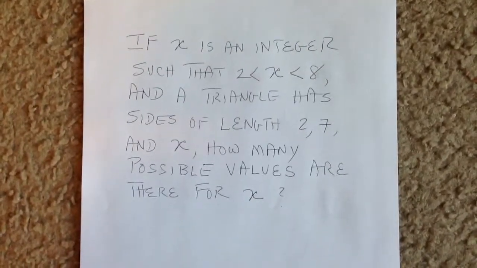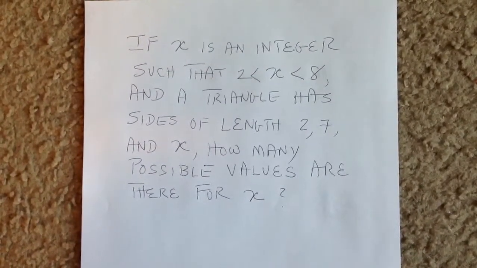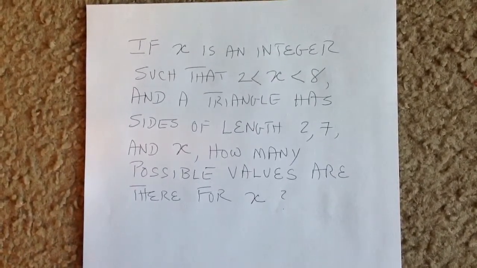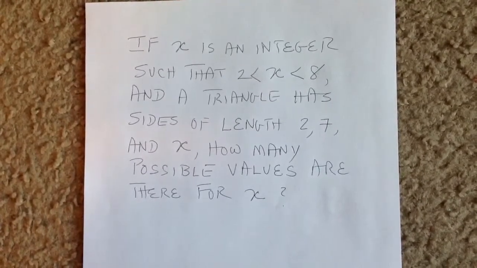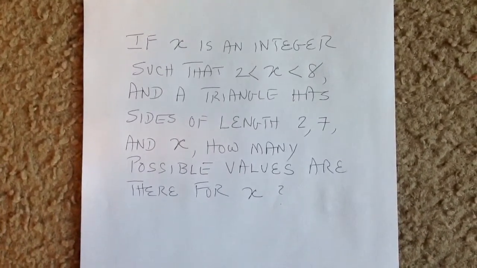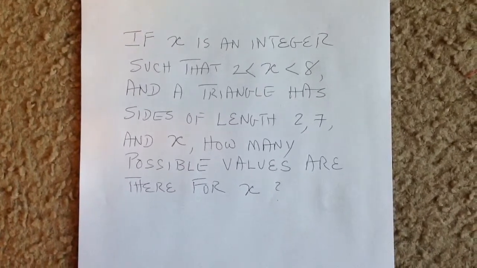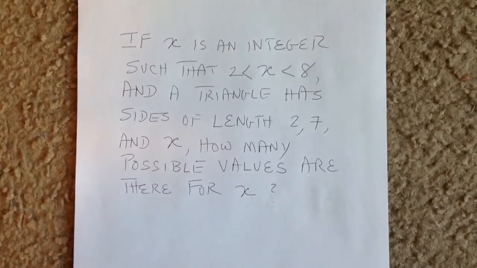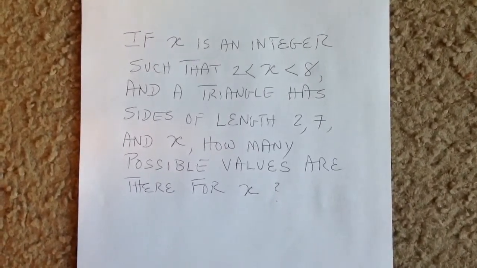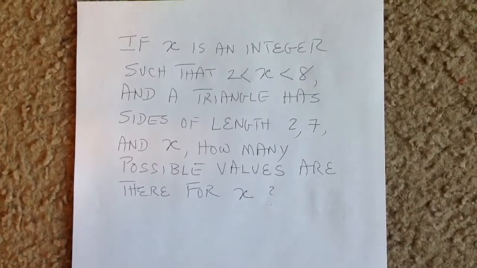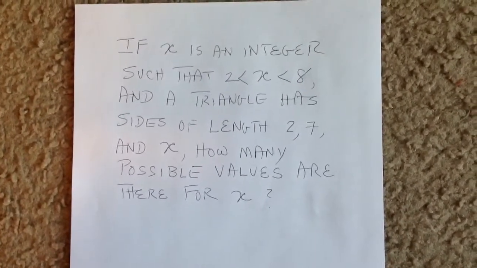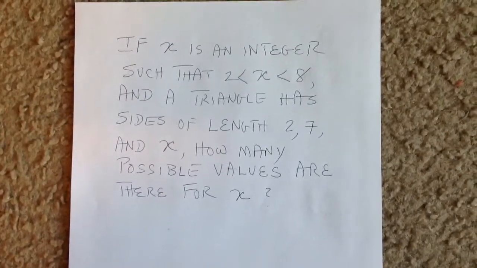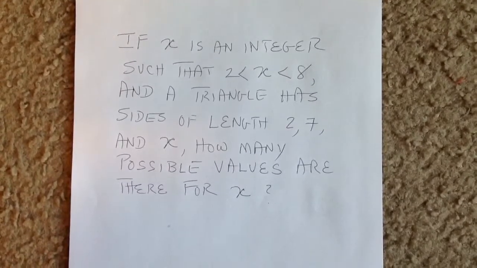On the face of it, this looks like a difficult problem, but it really is not. Take a look at it. If x is an integer such that x is greater than 2, less than 8, and a triangle has sides of length 2, 7, and x, how many possible values are there for x? Now, x is an integer, and it has to satisfy x greater than 2, less than 8, so the only possible values for x that are admissible are 3, 4, 5, 6, and 7.